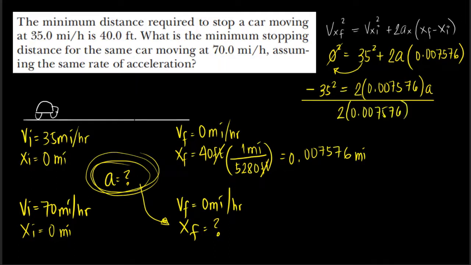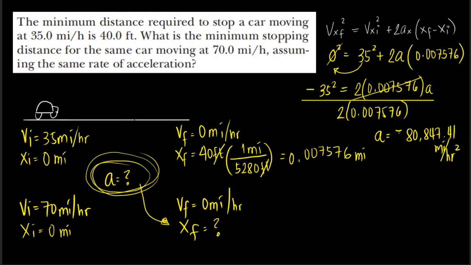Okay. So, this cancels out. Then, we can solve for A. A is 35 squared divided by 2 times 0.007576, which is negative 80,847.41 miles per hour squared.